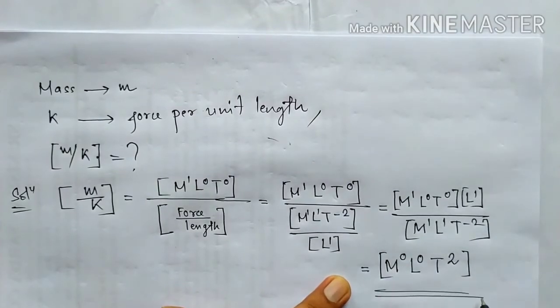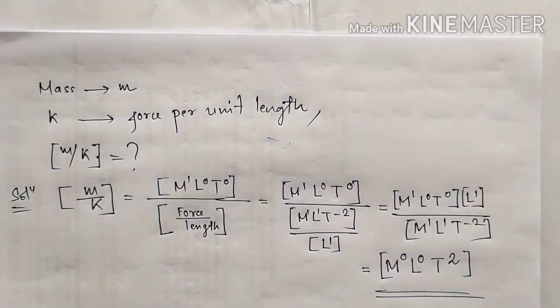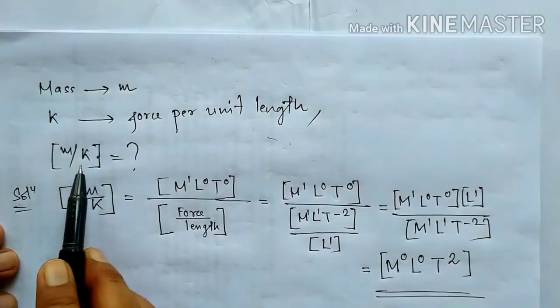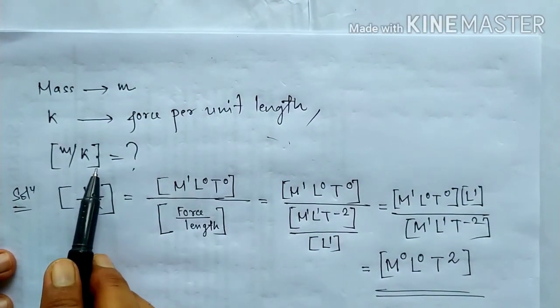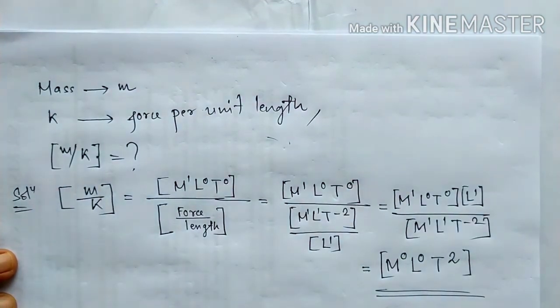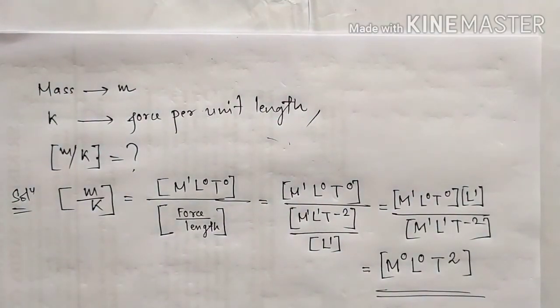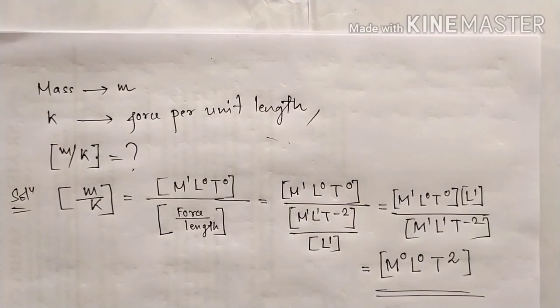So this is the dimensional formula of m by k, where m represents the mass and k represents the force per unit length. So I stop my today's class here, and in the next class we shall be exclusively dealing with the numerical problems that usually come from the part of dimensional analysis or dimensional consideration. Thank you.